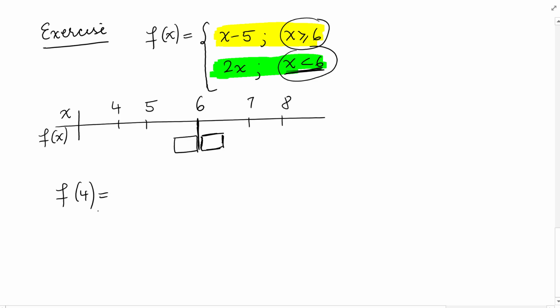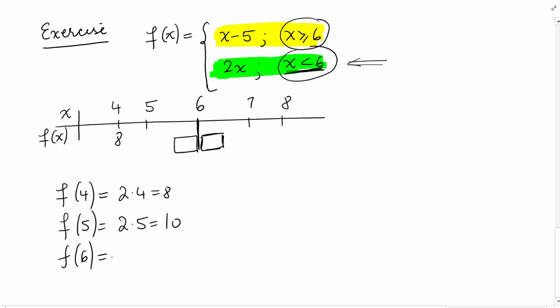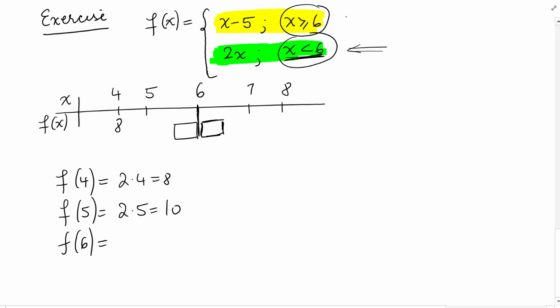So f of 4. Now 4 is less than 6, so I'm going to use this expression, 2 times 4, which is 8. F of 5 is again less than 6, so I'm still going to use the second one, so it's 2 times 5, which is 10. F of 6 can be calculated with this one because that's where it's included. But I'm going to calculate it with this value as well, which gives me 2 times 6, 12. I'm going to put it here, 12, and mention that it's an open dot when I make my graph.